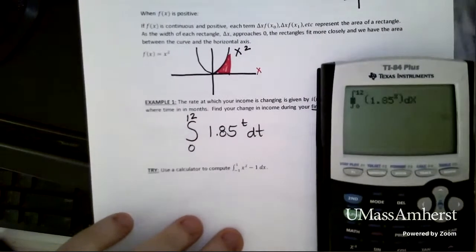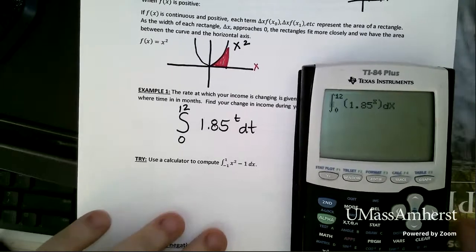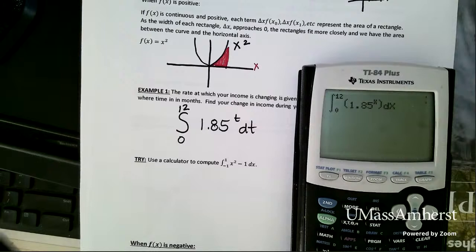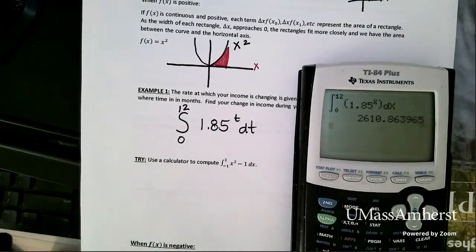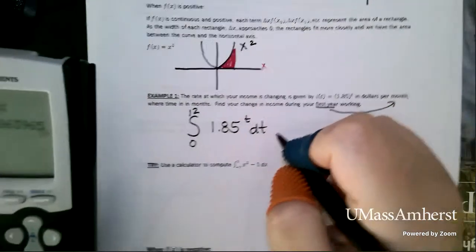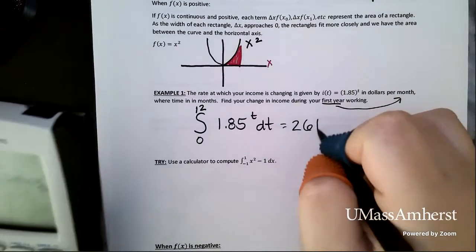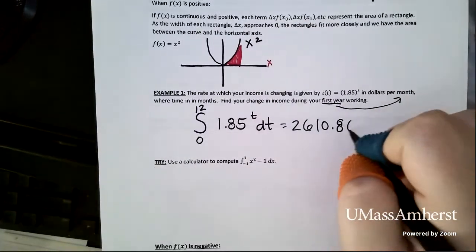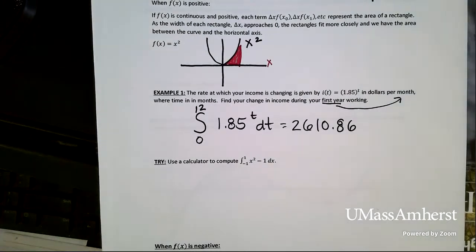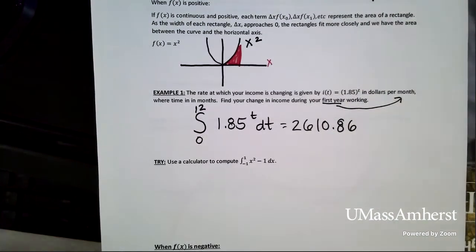So the syntax on this looks like this. I use 0 to 12. I use the x instead. When you do things that are exponential, it takes a little bit longer than polynomials. But here we get $2,610.86. Okay, so we're talking about income. So this is money. So we'll round to 2 decimal places. Okay. So all is good. This is in line with what we've been doing. We have these nice positive things.